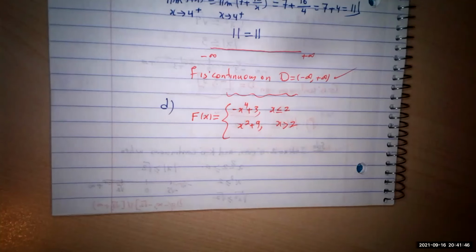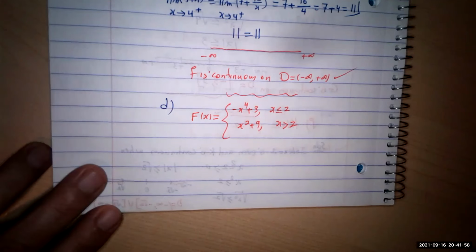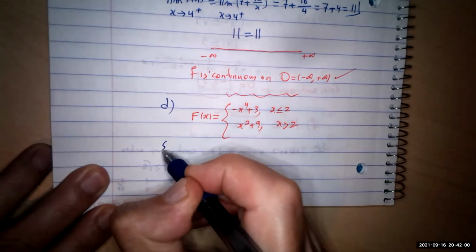So check the right limit and the left limit at 2. If they are the same, this function is continuous everywhere. If they are not, you have to remove that partition point. Okay, are you ready? There you are, solution.